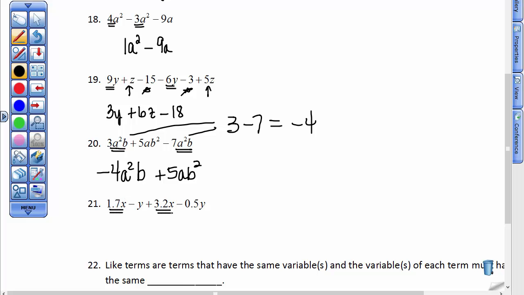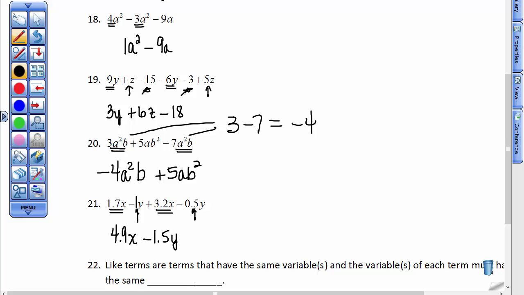Those coefficients, those decimal values, add to be 4.9x. Here I have a minus 1y, and then a minus 0.5, or minus half. So it looks like I have a minus 1.5y.